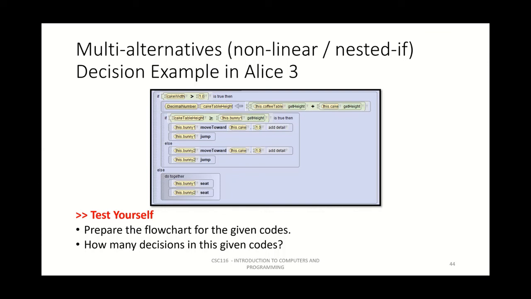So you need to remember what types of decisions we have: single alternative, dual alternative, multi-alternative linear, and the last one is multi-alternative or nested if decision.